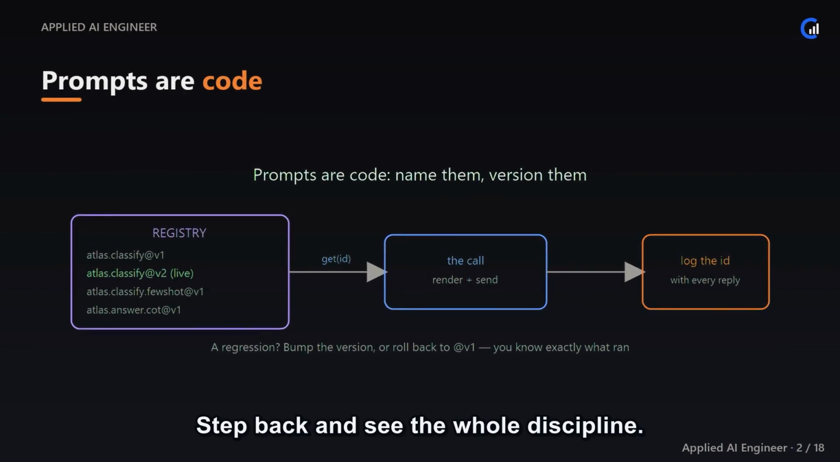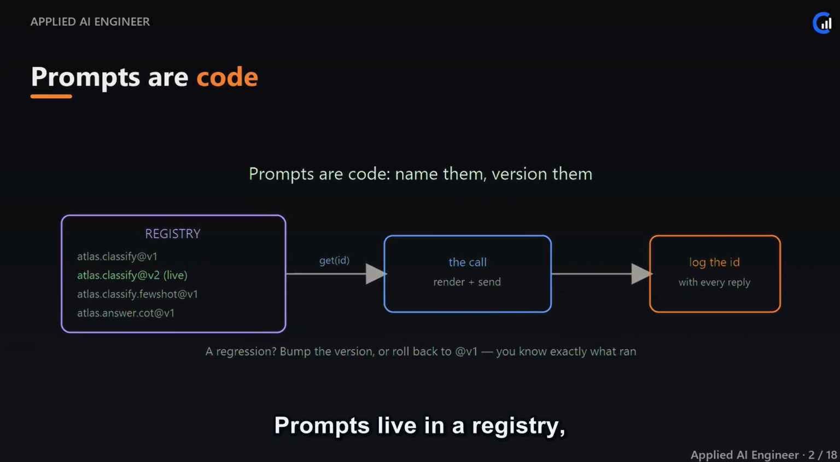Step back and see the whole discipline. Prompts live in a registry, each with a versioned ID. A call fetches one by ID, renders it, sends it, and logs that ID alongside the reply. When a regression appears, the ID in your logs tells you precisely what ran, and you bump the version or roll back to the previous one. Named, versioned, logged, reversible. That is what it means to treat prompts as code, and it's the habit that keeps an LLM app maintainable as it grows.